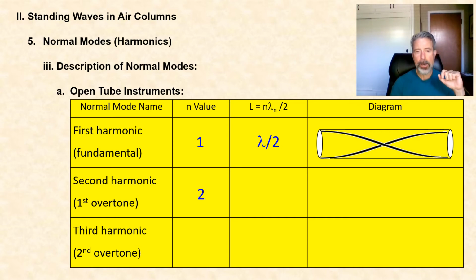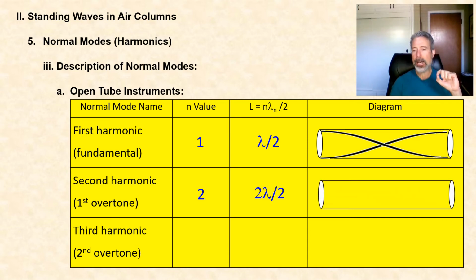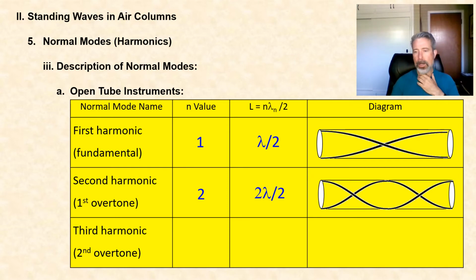The second harmonic, or first overtone, would correspond to a value of n equals 2, where the length of the tube is equal to 2 lambda over 2, or 1 wavelength. Again, we must have antinodes at the end of the tube, but in this case we have 2 nodes in between, rather than just 1. This corresponds to the case where the length of the tube is equal to 1 whole wavelength.